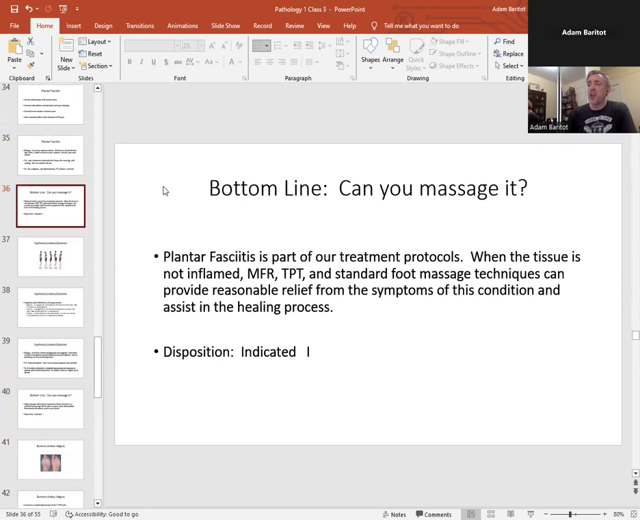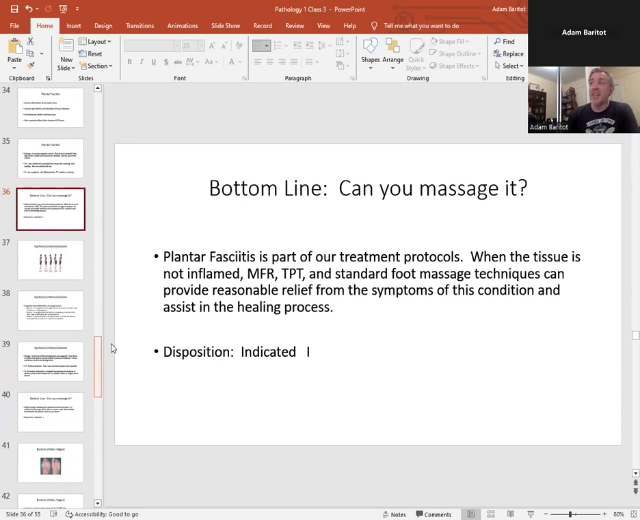Bottom line, can you massage plantar fasciitis? It is part of our treatment protocols. Massage therapists treat plantar fasciitis. When the tissue is not inflamed, myofascial release, trigger point therapy, and even standard foot massage techniques can provide reasonable relief from the symptoms of this condition and assist in the healing process. Plantar fasciitis is indicated for treatment.